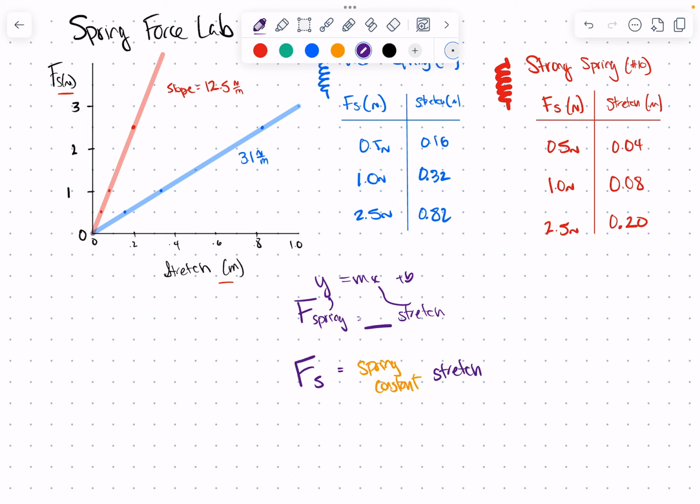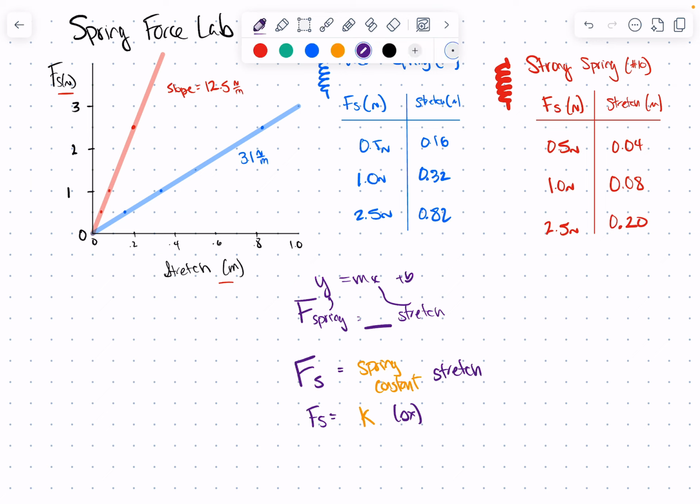Now, if we wrote this in variables, it would just be Fs equals K times the stretch, which we are going to abbreviate as delta X, because that is the amount the spring is stretched from its natural length. So we have our springs without any masses right here and right here, and when we added mass or a force to it, that spring increased in length. And so that change of L is what we're talking about when we talk about stretch.